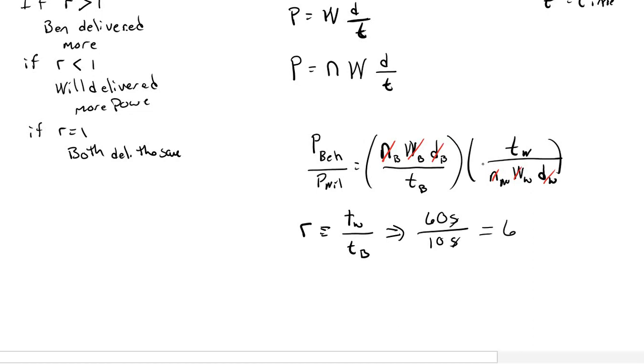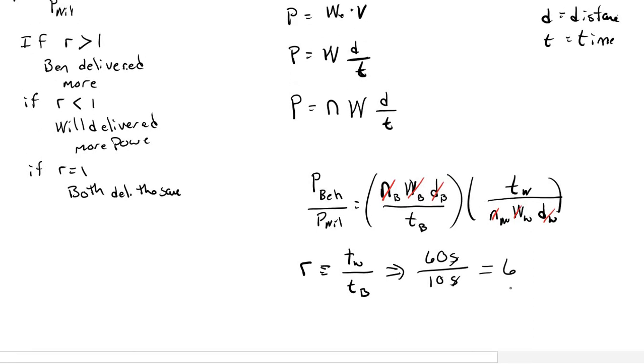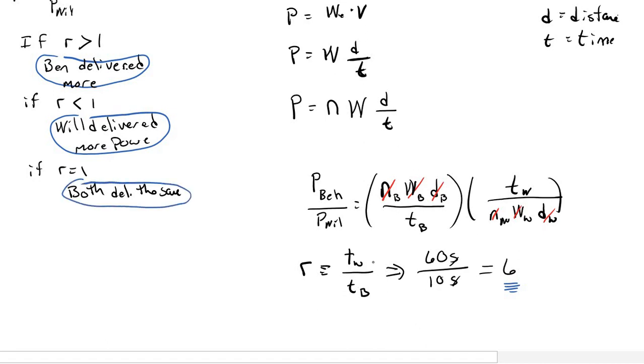Now that's it. Basically, we just think about what that logically says. We stated up here, if R is greater than 1, Ben delivered more power. If R is less than 1, Will delivered more power. And if R is equal to 1, both delivered the same. But we know that R is equal to 6, so it's greater than 1. That does mean that Ben delivered more power. And that about wraps it up.